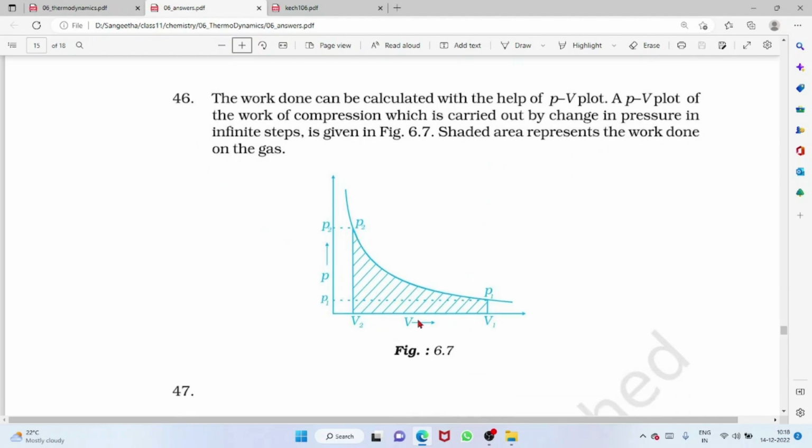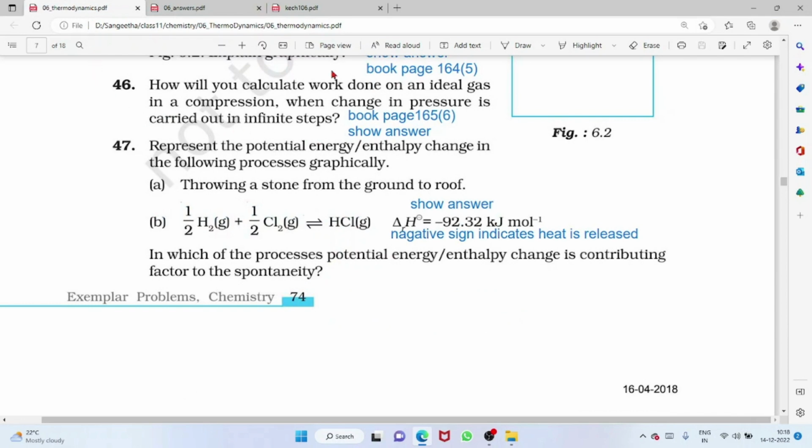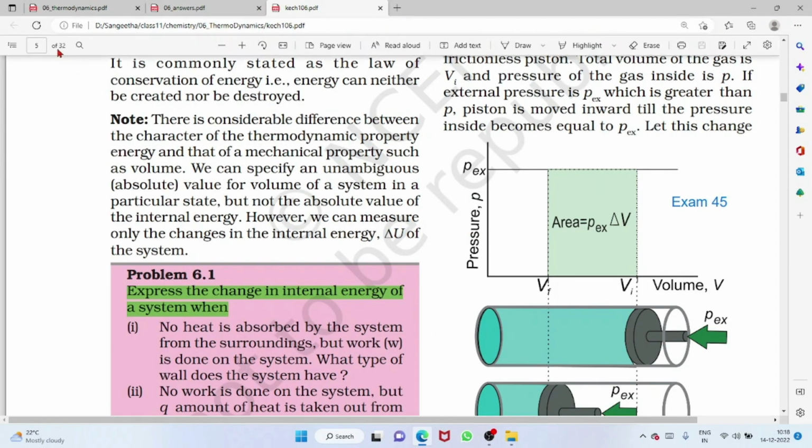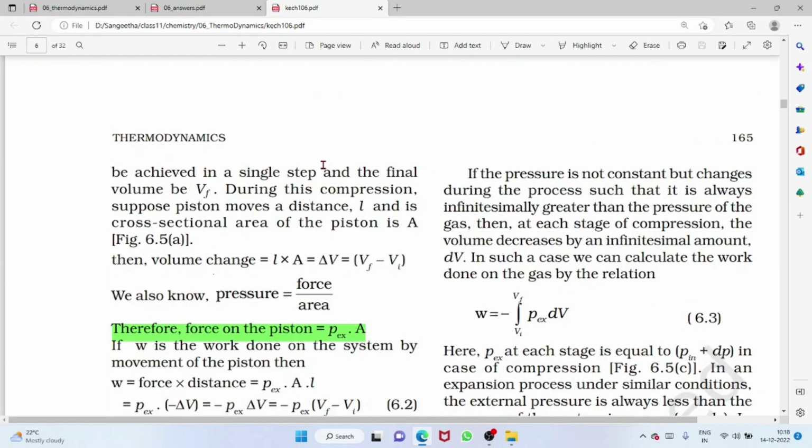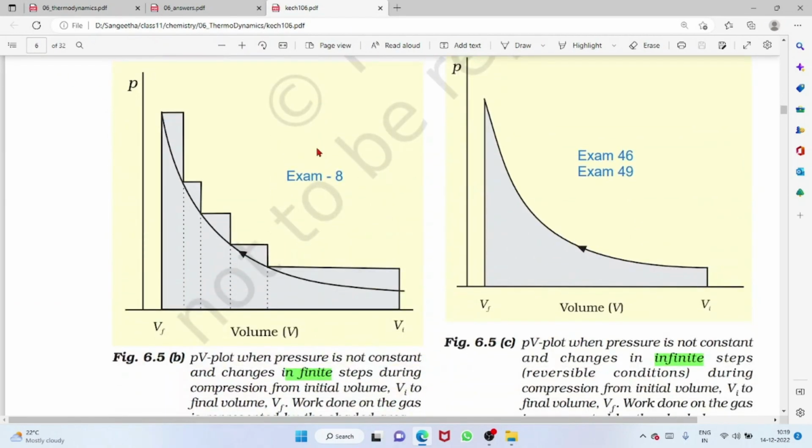So importantly, this is for the infinite steps. See, this is for the infinite steps. The area under this curve is the work done.